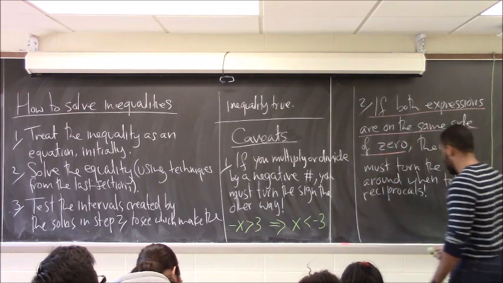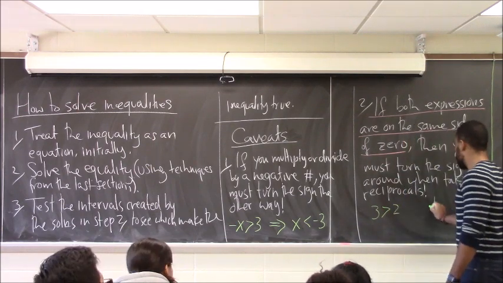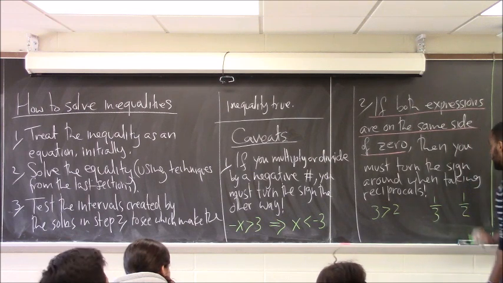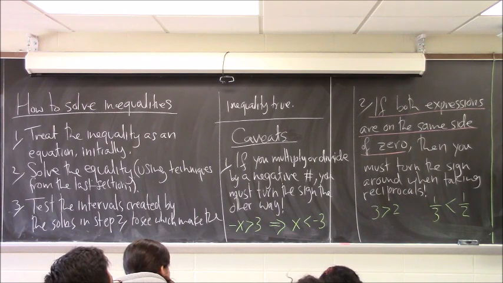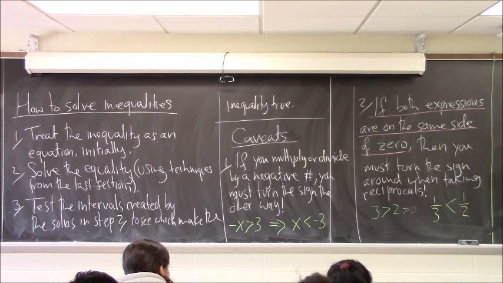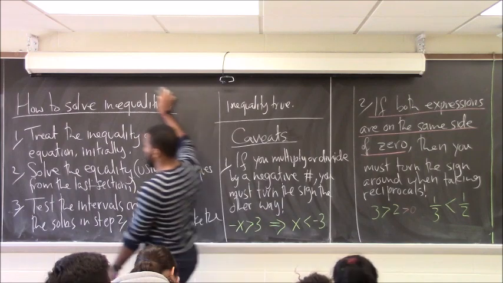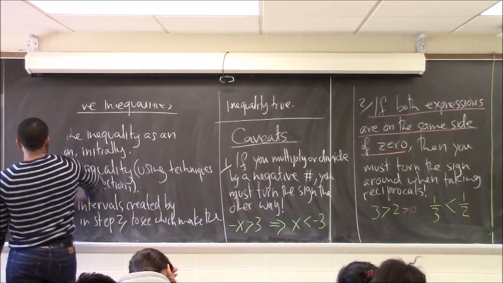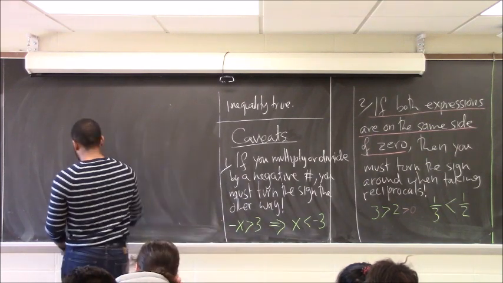Example here: I know that 3 is greater than 2, but what if I put 1 over each of them? It now goes the other way. A half is actually bigger than a third. This is important because these are both on the same side of 0. They're both positive numbers. So once I take reciprocals, the sign turns around. A fraction with a larger denominator is a smaller fraction. If you're ever trying to solve something where there's an x in the denominator and you try to flip it, you might have to turn the sign around. Just be careful.